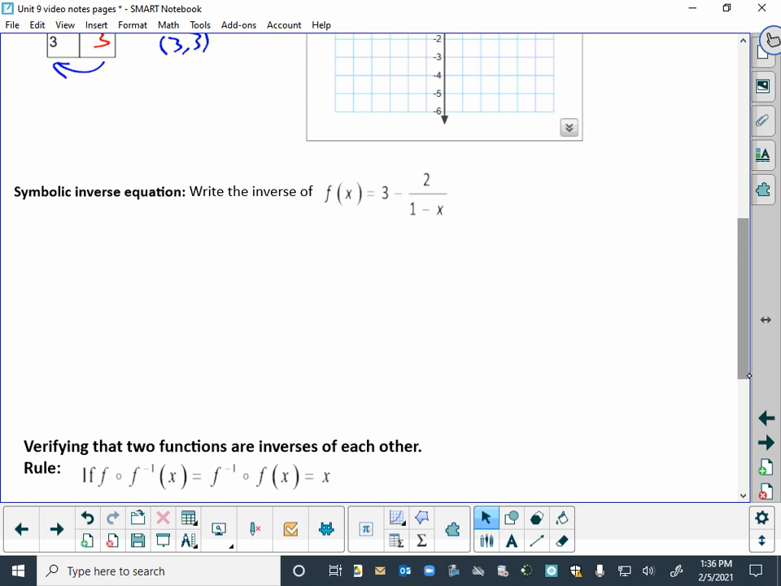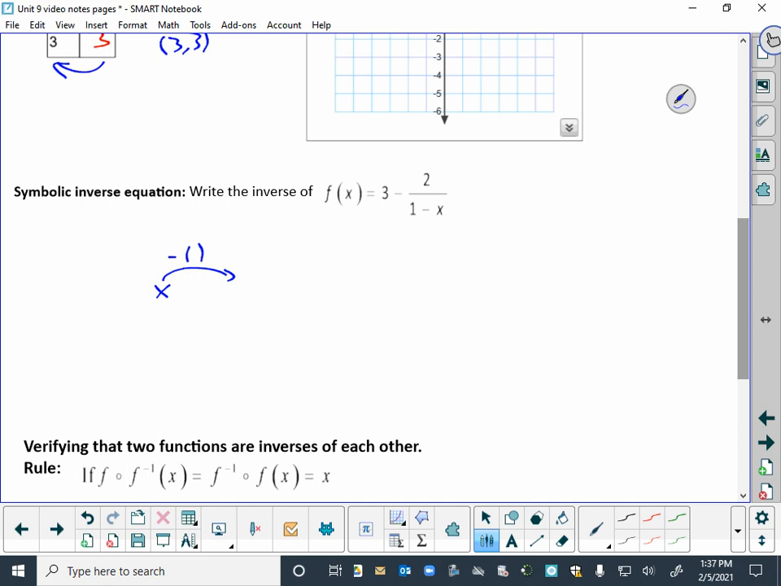Okay. Now, what if we want a symbolic equation? This one, 3 minus 2 over 1 minus x, does pass the horizontal line test. Its inverse is a function. And we're going to do this because it works out this way with an arrow diagram. Okay? So the first step is let's look at what f is as an arrow diagram.